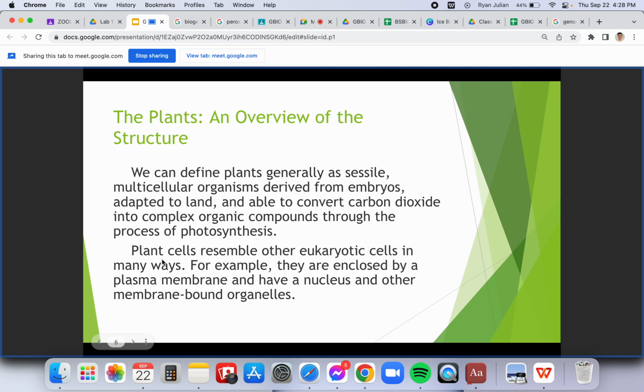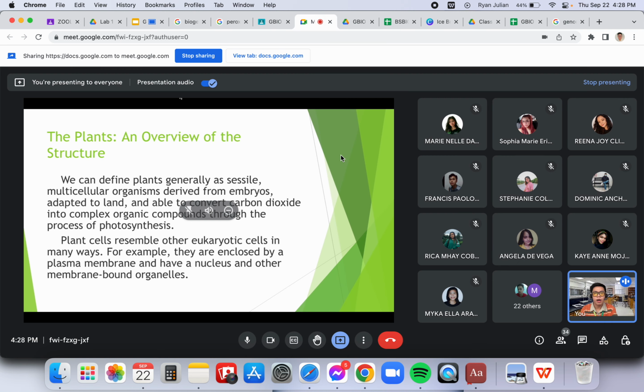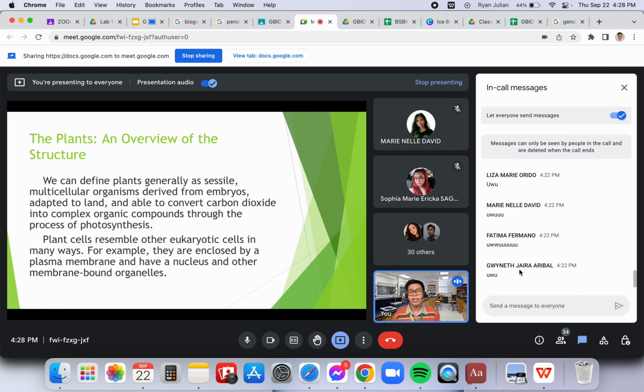Furthermore, plant cells resemble other eukaryotic cells in many ways. Aside from plants being eukaryotic, animals are also eukaryotic. So we are talking about eukaryotic. What does it mean? What are eukaryotes? Anyone who'd like to answer, kindly type in your answer if you have any idea. What is the distinguishing characteristic of a eukaryotic organism? Yes, thank you. They have a true nucleus, which regulates the different activities that occur in the cells.